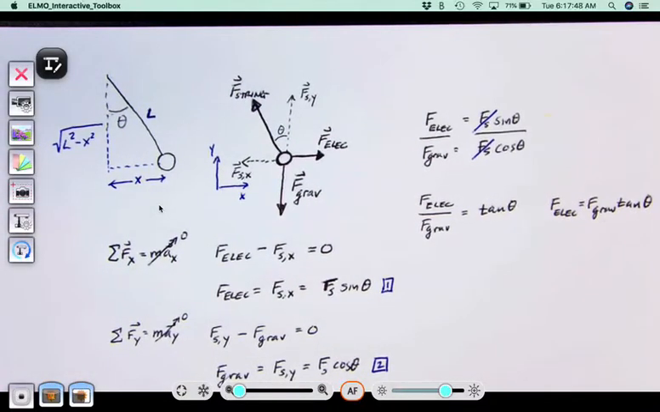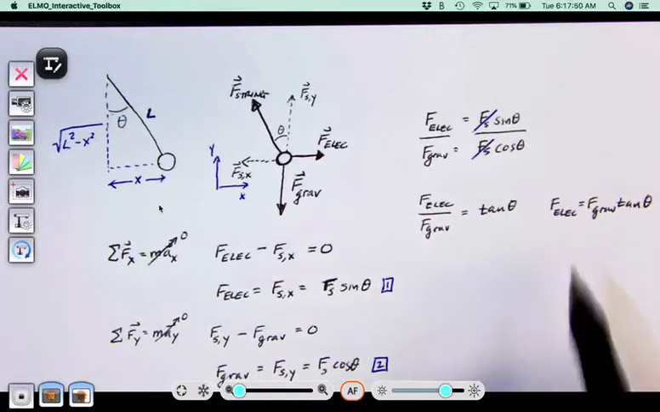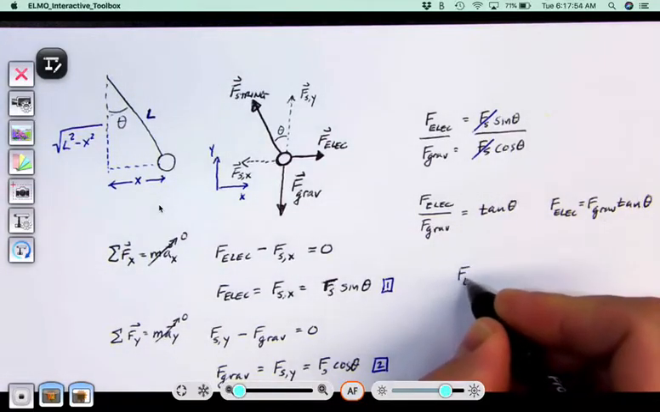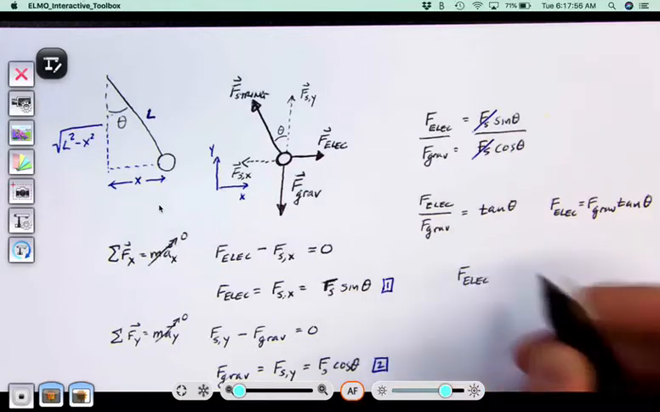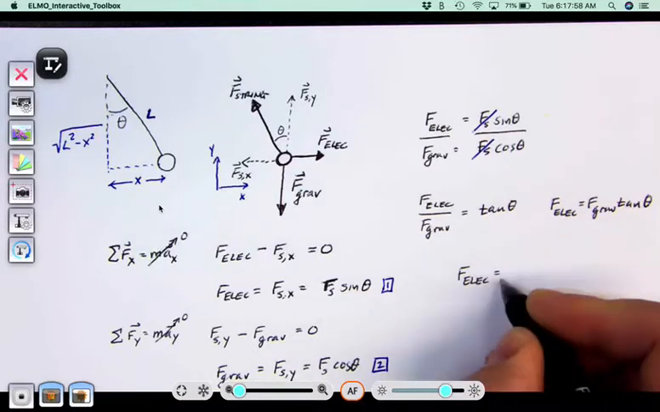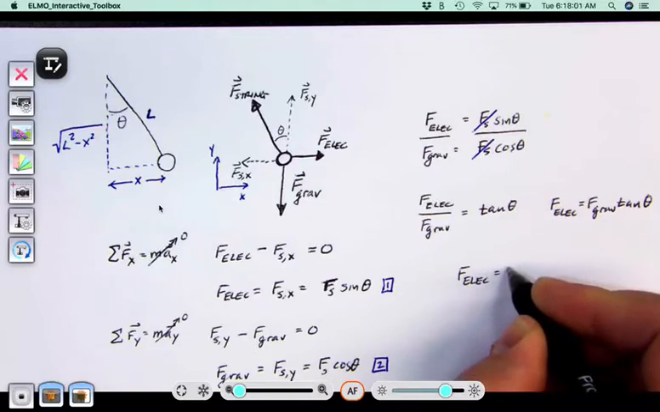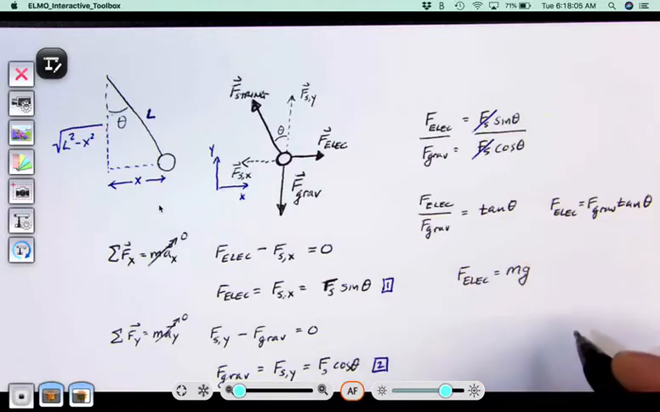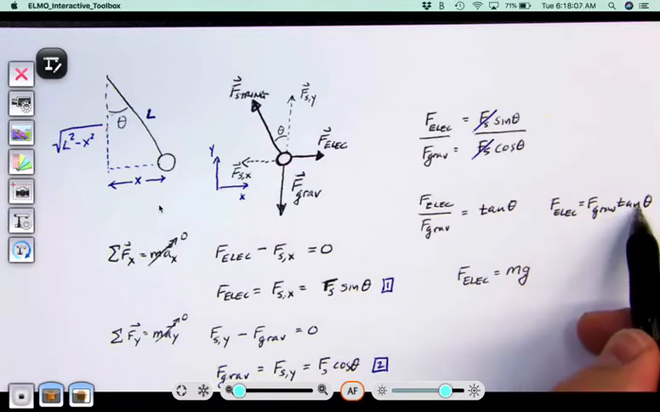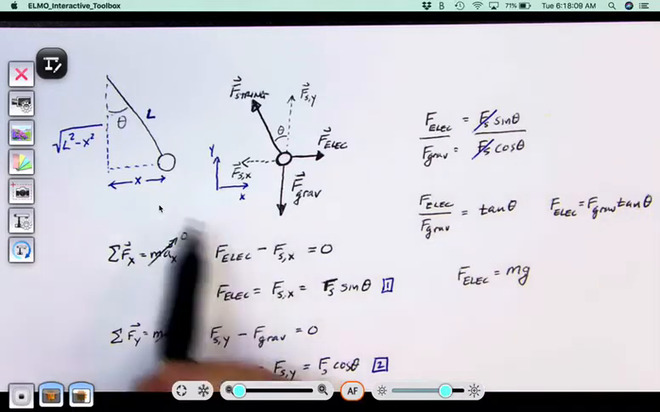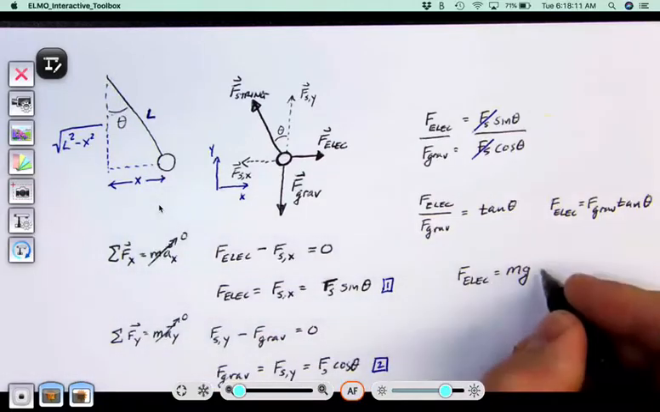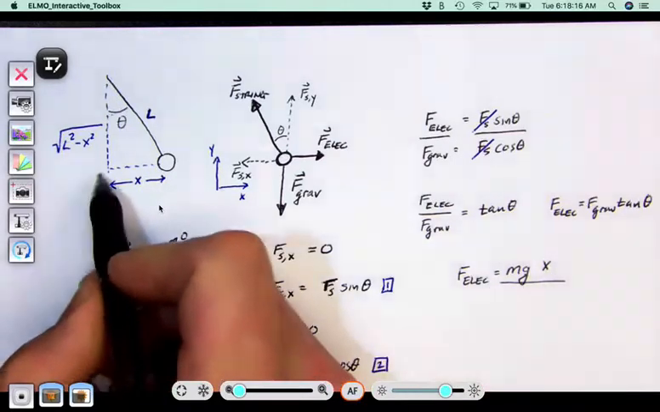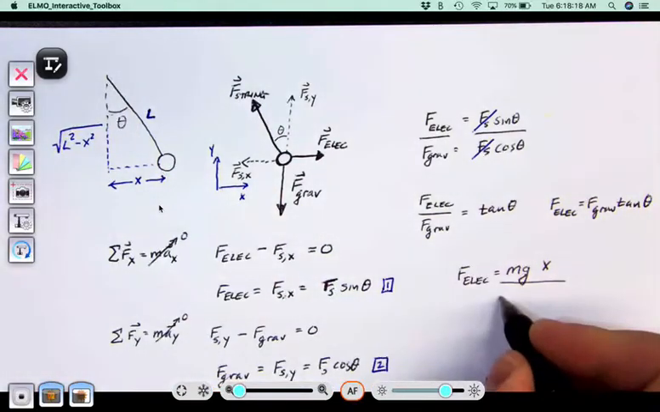All right, what are we doing with that? Well, we're going back to our expression for electrical force to get it in the final form. The electrical force equals, and I'm going to go ahead and replace force of gravity with the mass of the sphere times g, the acceleration due to gravity, and then tangent of theta, the ratio of the opposite side, so that's x, over the adjacent side, square root of L squared minus x squared.